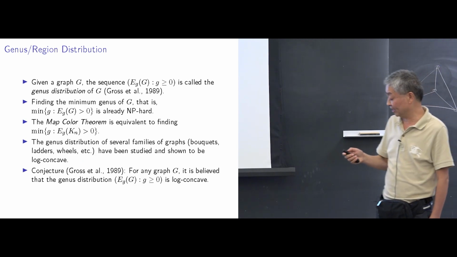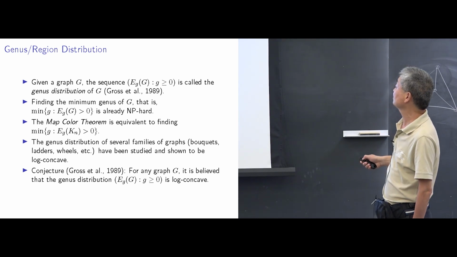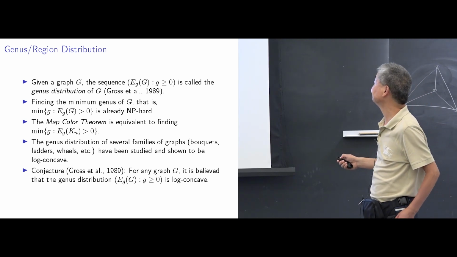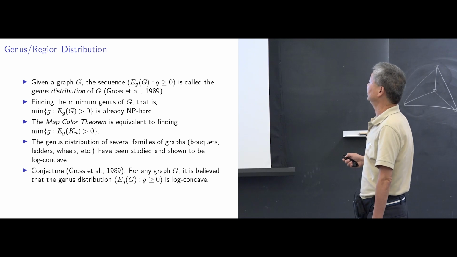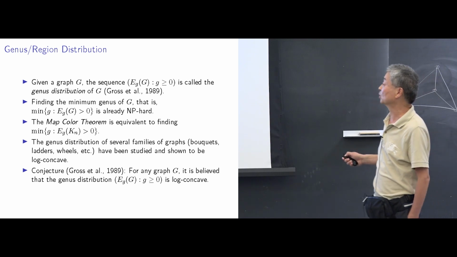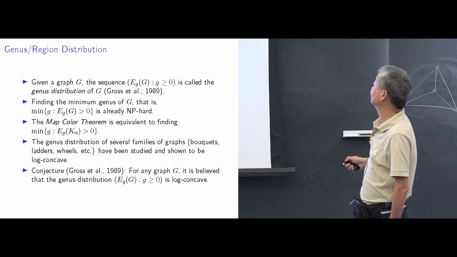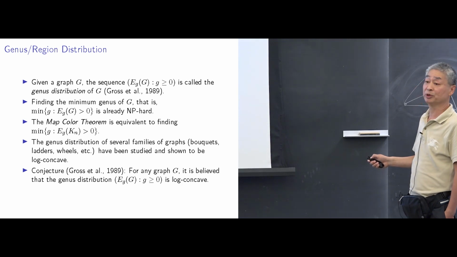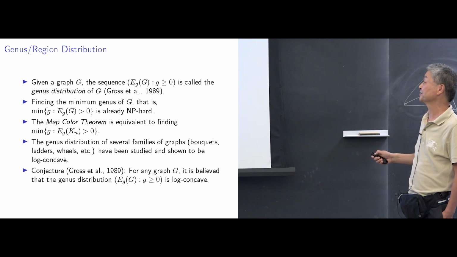Okay, so back to the question of counting the number of embeddings. This problem was first introduced, I think, around 1989 in this paper published in JCTB by Gross and his collaborators. They defined this sequence, which they call the genus distribution of a given graph G. You just count how many embeddings.